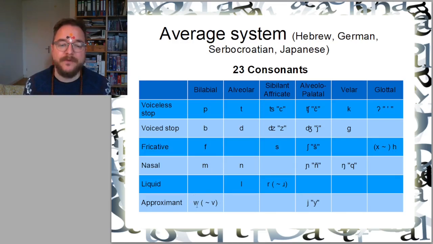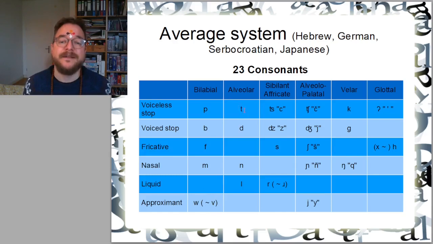Notice again there's a variant. We have both the bilabial approximant w, and it can also be pronounced more with the teeth included as well, a v sound. So a w and a v would be two variants of the same phoneme. That's actually quite common. Let's continue with the alveolar sounds.